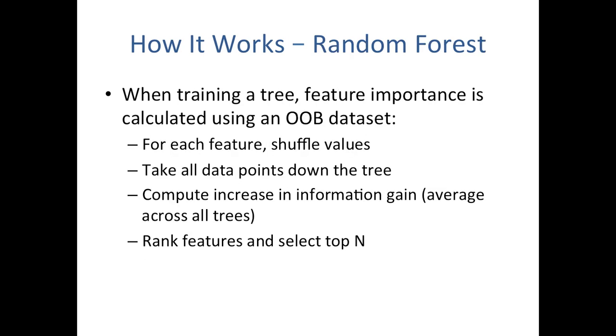And similarly for random forest, we already saw that during the training of random forest, we can compute the feature importance by using an out-of-bag data set. And remember that, for each feature, we shuffled the values, took all the points down the tree and computed the information gain, right? So we can do that, identify the feature importance, select the top n features given a certain threshold, and retrain the model only with those top n features. And that would be a way of doing feature selection and obtaining the best model, or the most accurate model.